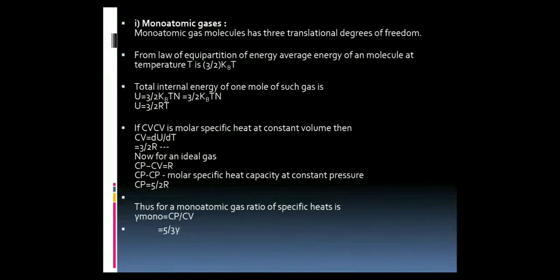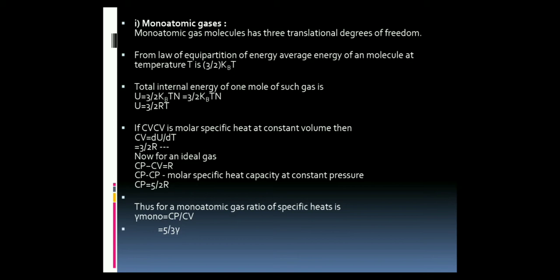Now, to find out the specific heat of a monoatomic gas, we are going to take that monoatomic gases have 3 translational degrees of freedom. From the law of equipartition of energy, the average energy of a molecule at temperature T is equal to 3 by 2 kB into T. The total energy of 1 mole of such a gas is U equals 3 by 2 kB into T times NA, where we get 3 by 2 R into T. If Cv is the molar specific heat at constant volume, then Cv is equal to dU by dT, which is equal to 3 by 2 R.